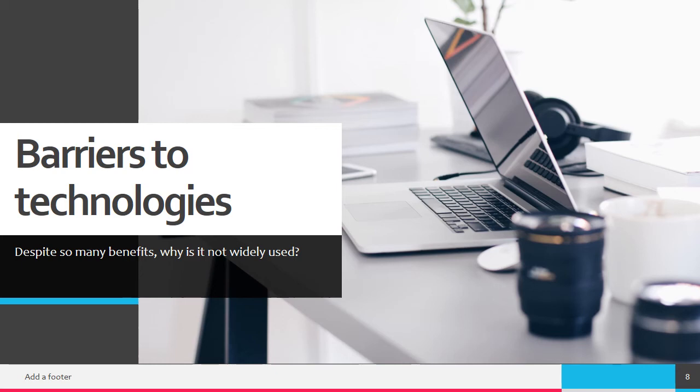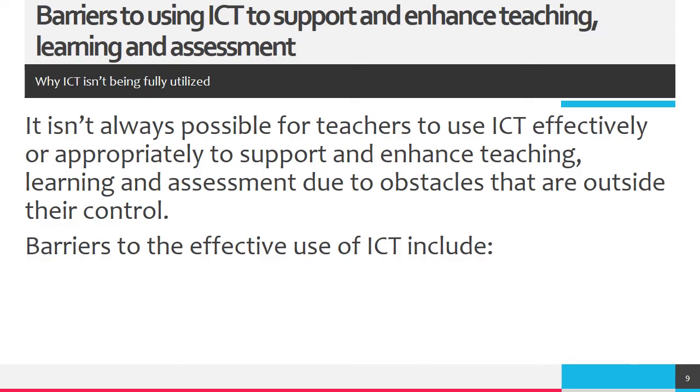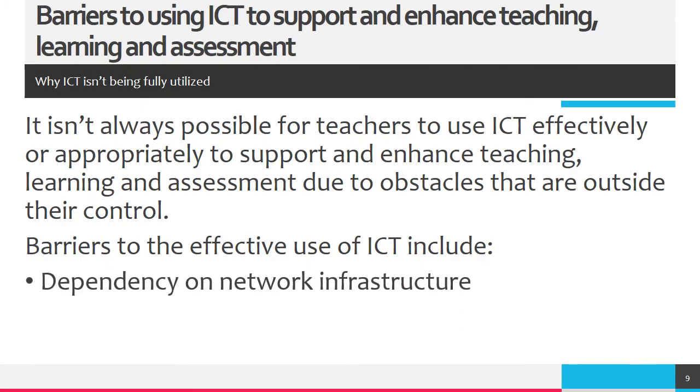As we look at integrating technology in our classroom, we have to be mindful of the fact that there are very, very key barriers that need to be overcome in order for that integration to take place. Let's look at these factors. Number one, dependency on network infrastructure. This refers to the dependency on having good quality internet connections, such as high-speed broadband.